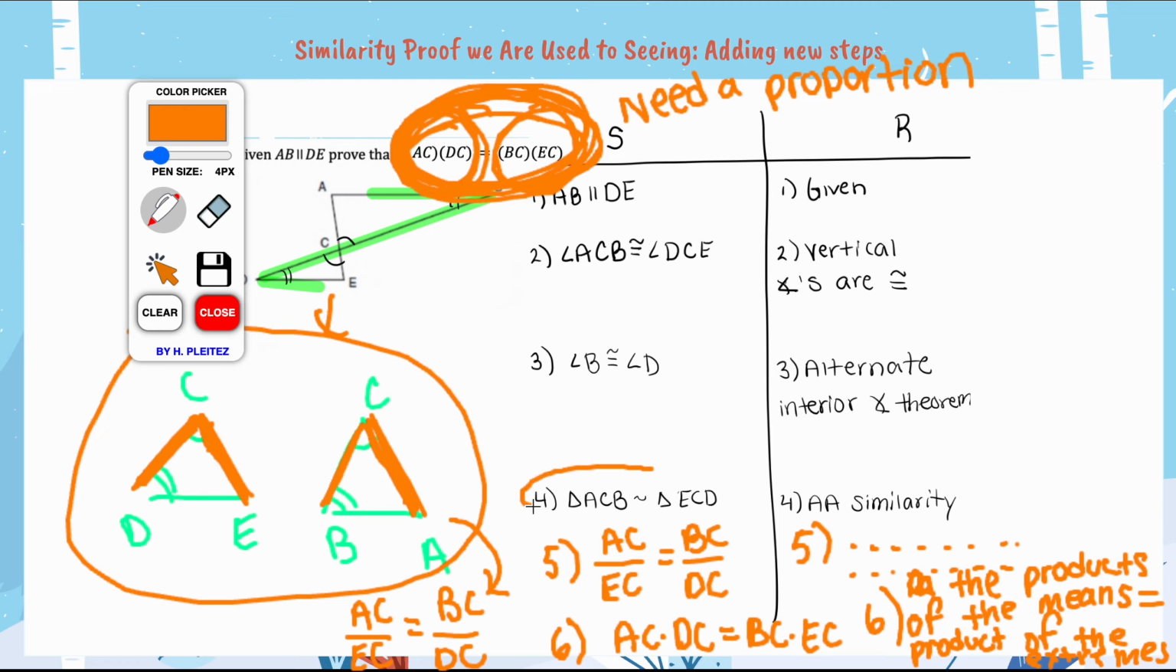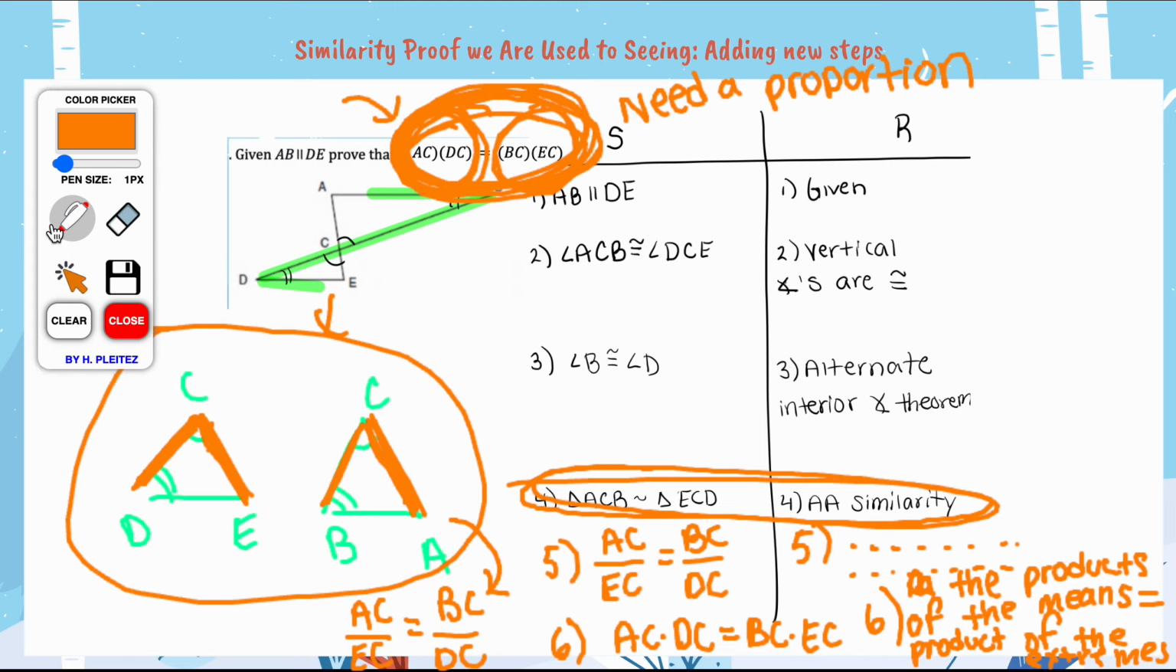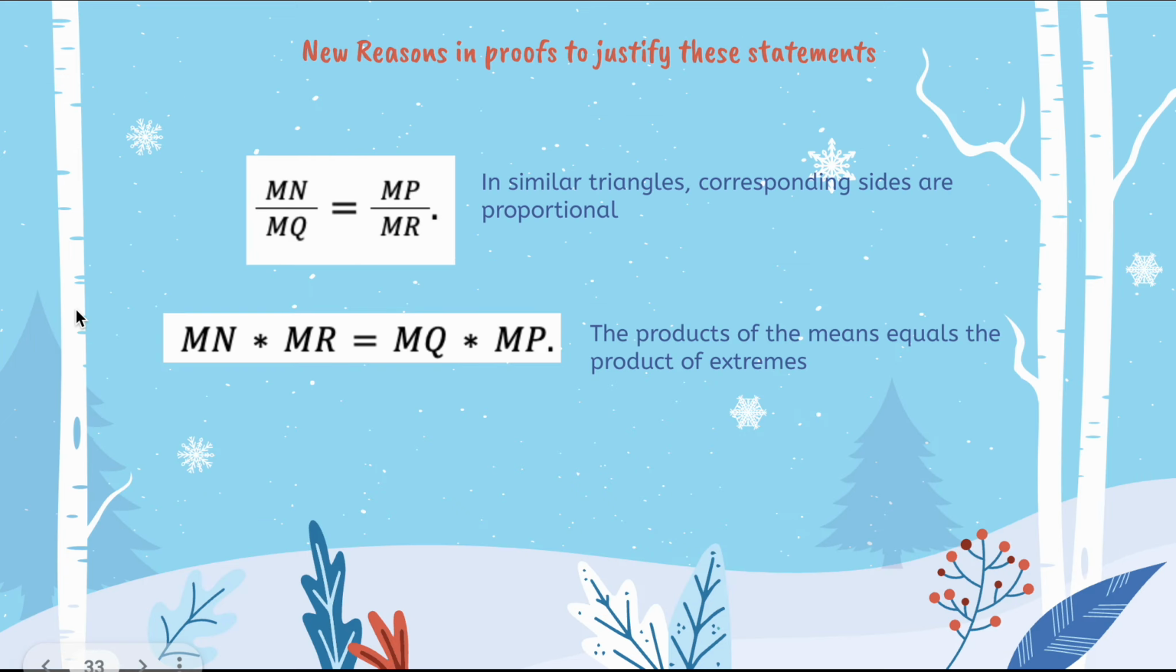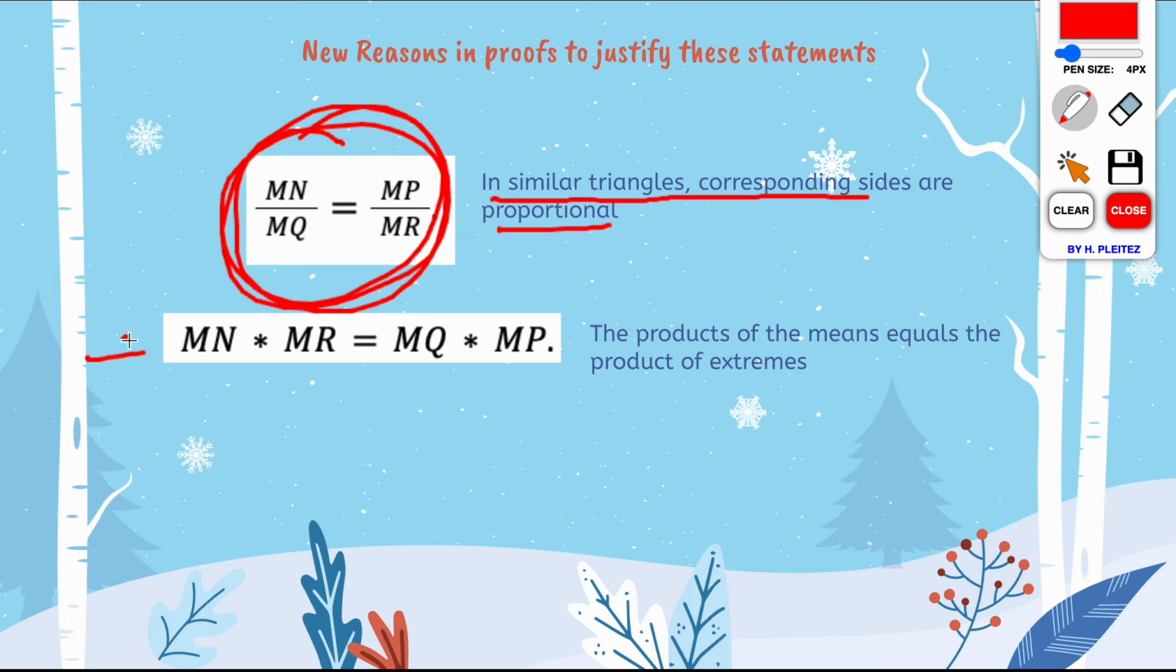Note that all of these proofs, all these extra steps that we added, all rooted with we first needed similarity, right? Now a proof like this where you have products is 2 extra steps. Now first you needed that proportion, right? Working backwards, we needed the proportion, and before that we needed similarity, right? So just to wrap everything up for us, our new reasons to justify statements like this, if you have a proof statement that involves proportions, your reason is always going to be in similar triangles, corresponding sides are proportional. And then if you're making a statement like this in your proof, your reason is the products of the means equals the products of extremes. You need to write this whole thing to guarantee your point.